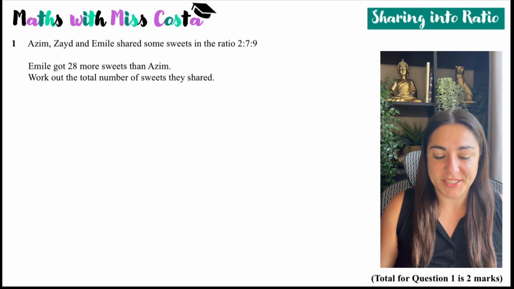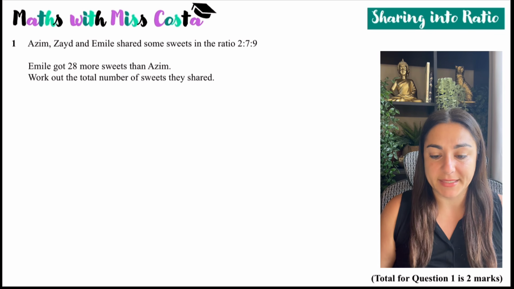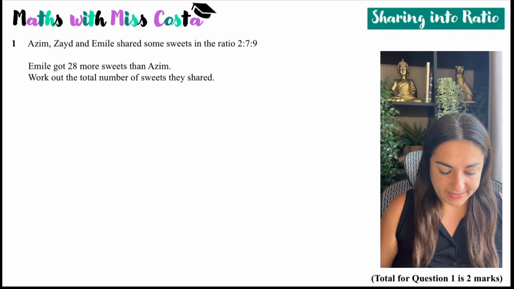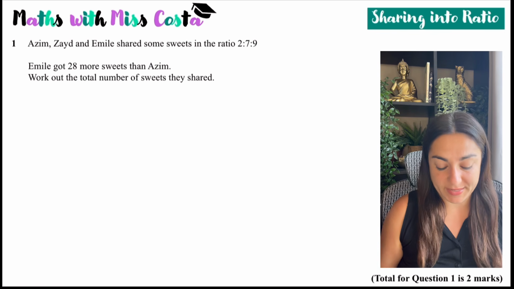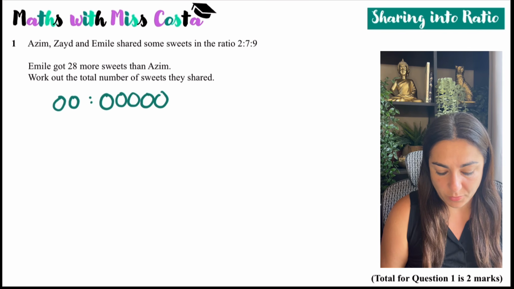Okay, so for the first question I've got sharing into a ratio. I'm told Azim, Zaid and Emil shared some sweets in the ratio 2 to 7 to 9. Now Emil got 20 more sweets than Azim did, and I need to work out the total number of sweets that they shared. So if ratio is not your strong point, what I would strongly recommend is you just draw out what parts there are.